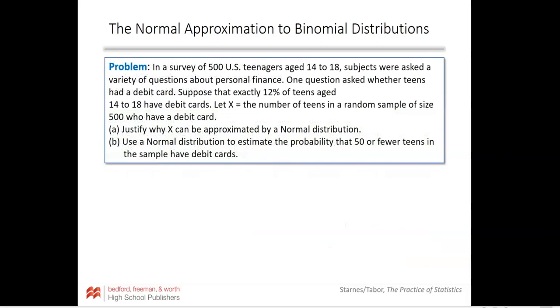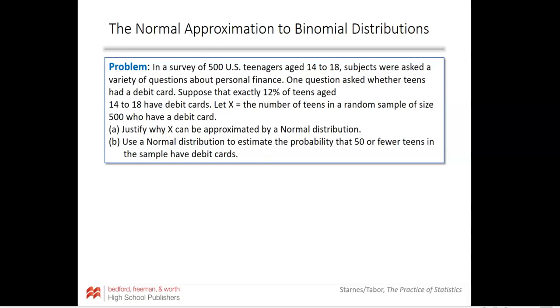Okay, so a survey of 500 US teenagers, again, same situation. One question asked whether the teen has a debit card. 12% said they did. Justify why X can be approximated by a normal distribution. In order to have a normal distribution, n has to be large enough. Well, n is 500. Is that large enough to approximate a normal distribution? You would say yes, it is. So I think that's okay.